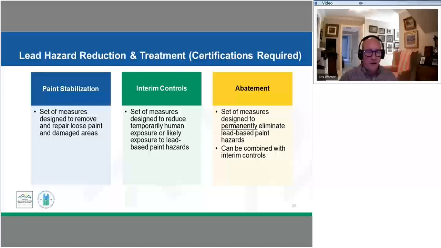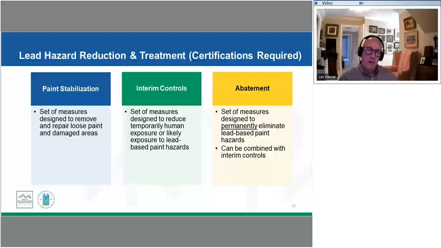Based on our visual assessment, we would be addressing those surfaces that have been identified as being unstable or where we had evidence of dust and other debris. So we would be dealing with those surfaces, removing and repairing any of that loose paint and damaged area, and then we're going to be doing clearance testing at the completion of that work. So we'd probably be removing that and then repainting so that we have all stable surfaces.